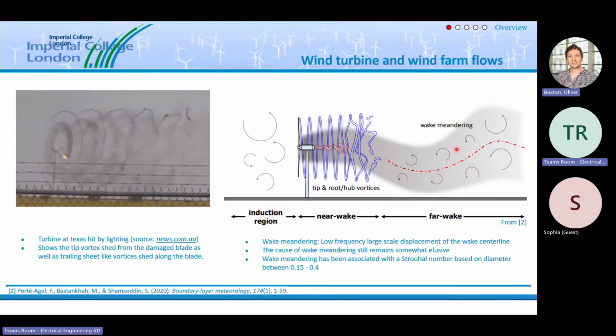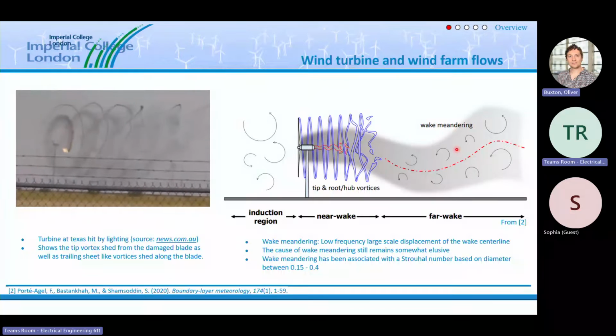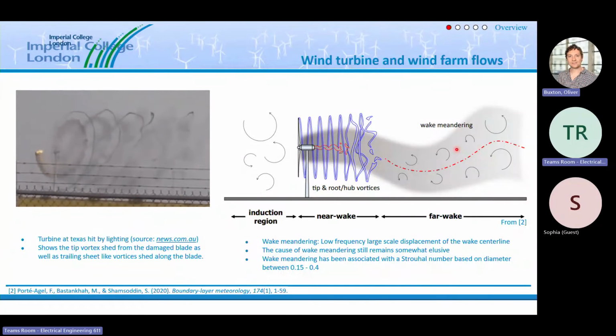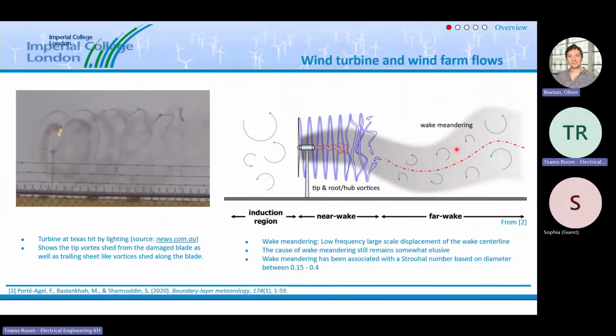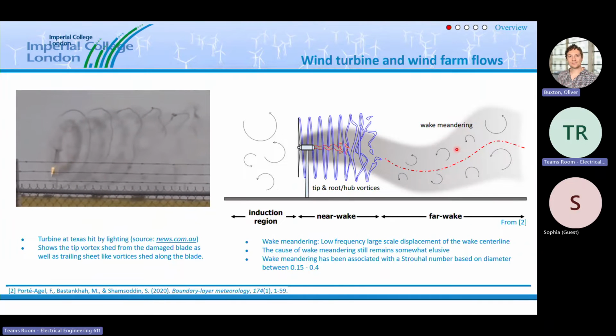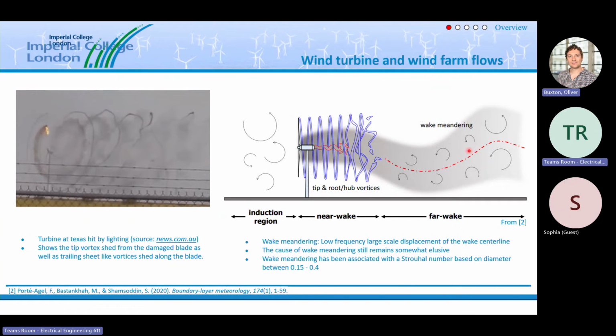And of course, this is quite damaging from a loads perspective, because if the wake is meandering like this, for example, such that one blade of the turbine is cutting through the wake, but another blade is not, then we have a very asymmetric loading case on the turbine itself. So we were also interested in trying to understand the origin of this wake meandering as well.